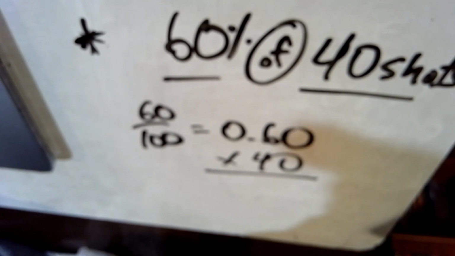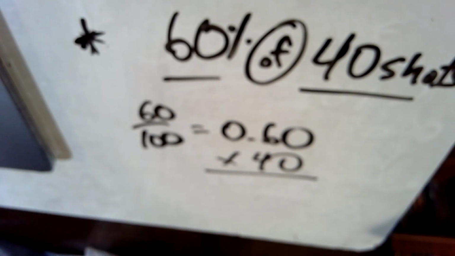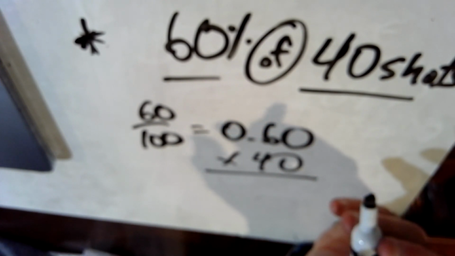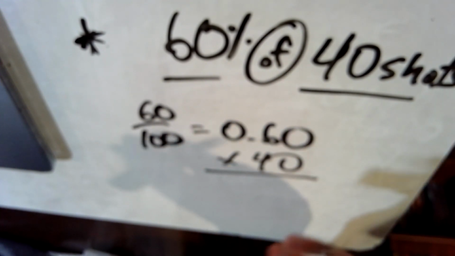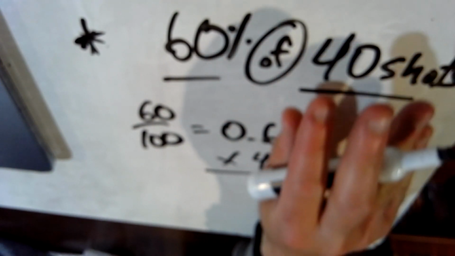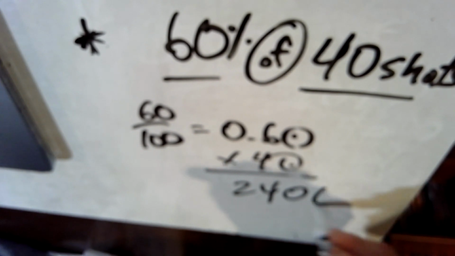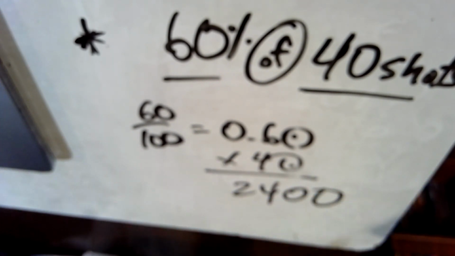Let's estimate first. 60% is a little bit more than 50%. 50% is half. Half of 40 is 20. So she made a little bit more than 20 shots. What would be a good estimate? Maybe 25? Let's multiply for real. Let's do the zero trick. What is 6 times 4? That's 24, right? Then we add the 2 zeros on the end.